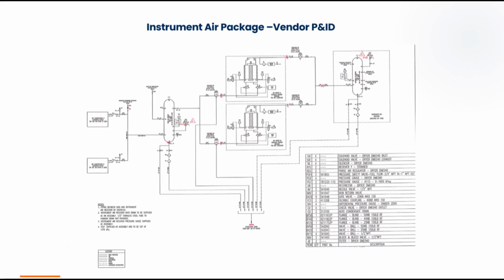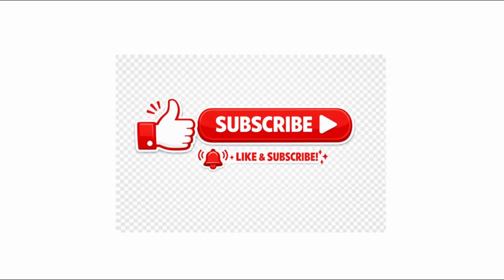Engineers, this is one example of a vendor piping and instrument diagram of an instrument air package. This diagram shows the detailed arrangement of equipment and also shows the piping, valves, and instrument arrangement of the package. To recap, get the thermodynamics, the compressor selection, and the storage sizing right, and your IA package protects the plant for decades.